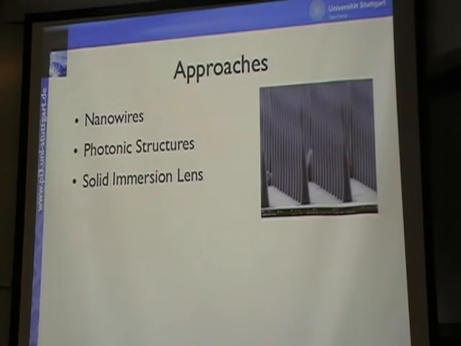I think this was also shown yesterday by, what was her name exactly? Okay, and this is from the Hansen group basically. This is a structure for how to efficiently extract the light out of such a system.